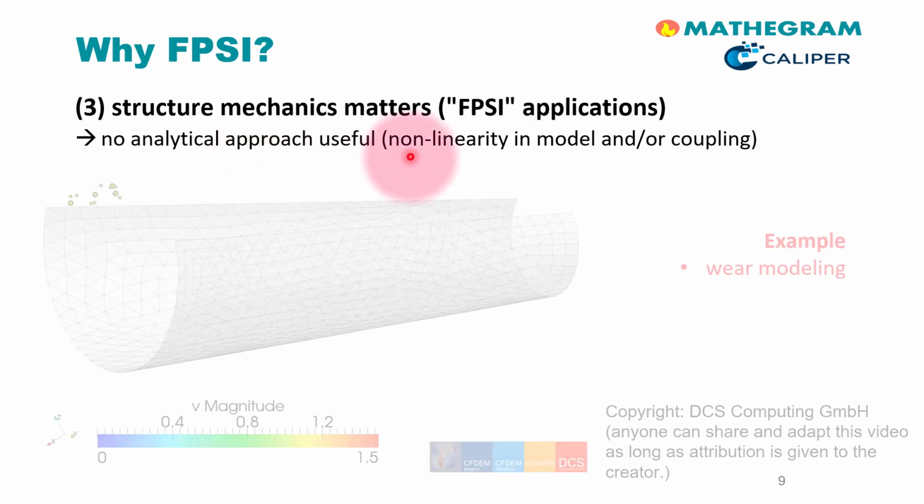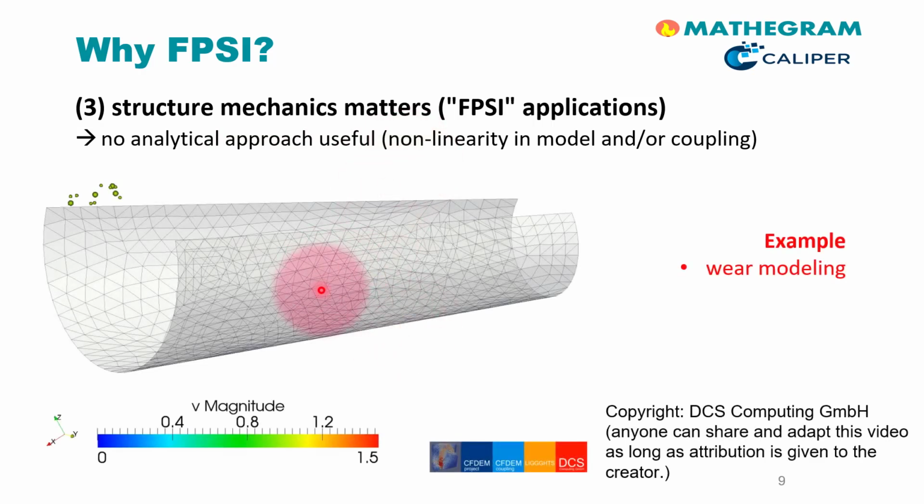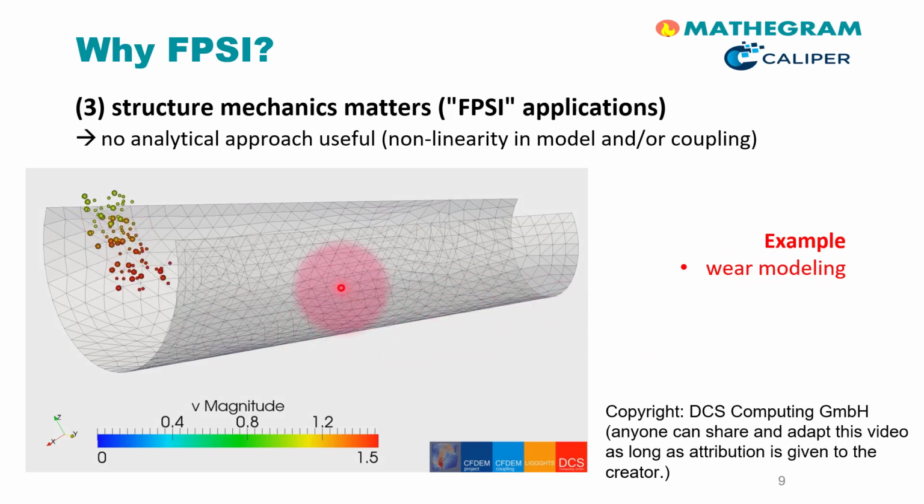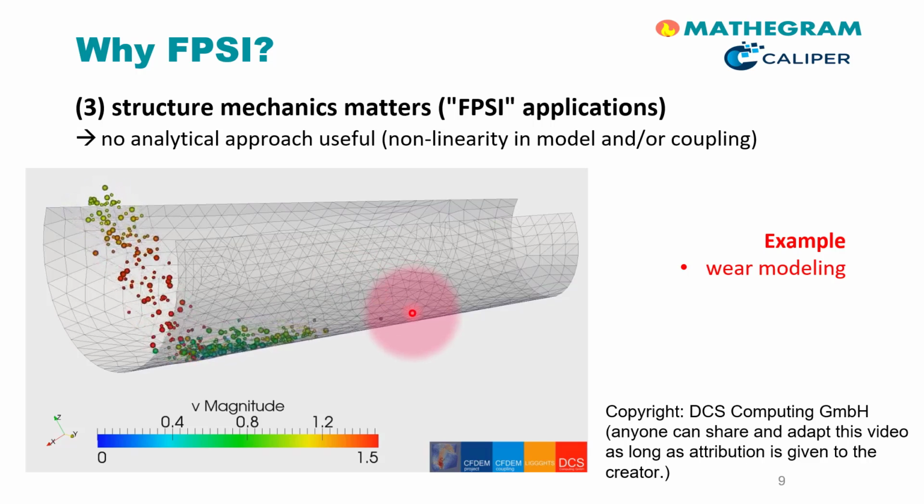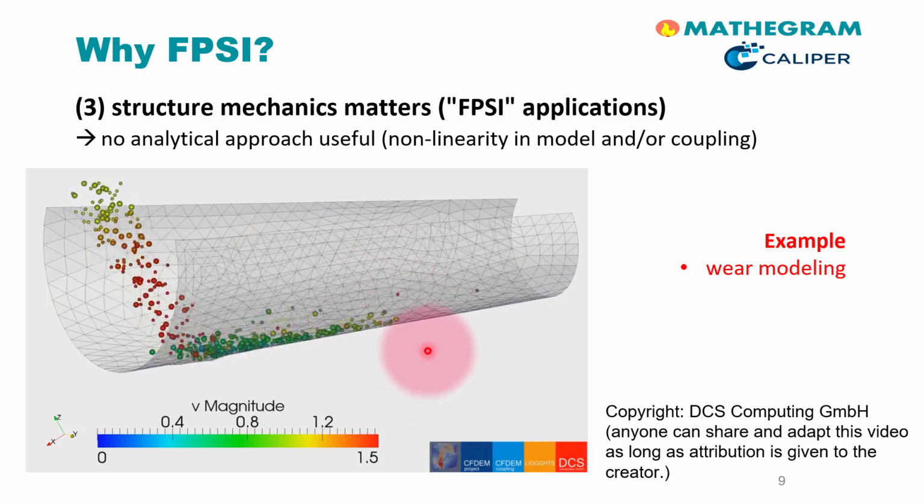Let's have a look at this video here on the left that shows such an application, namely the prediction of wear due to particles hitting a chute. As you can imagine, when replacing the chute with other materials, e.g. a piece of soil, a whole range of interesting wear prediction problems can be studied.